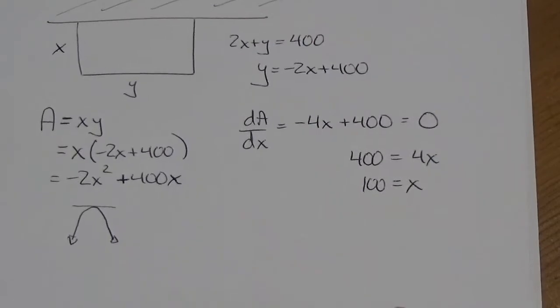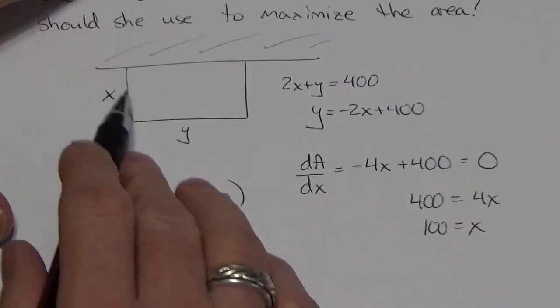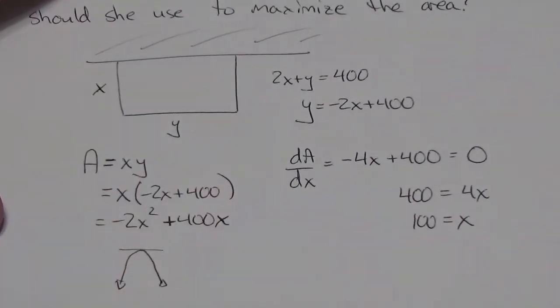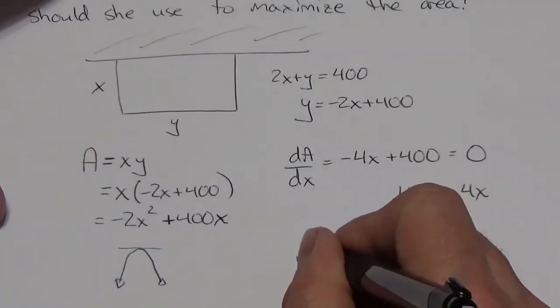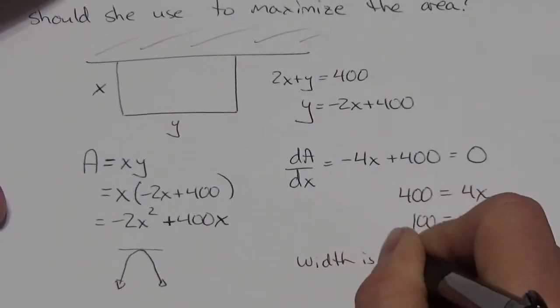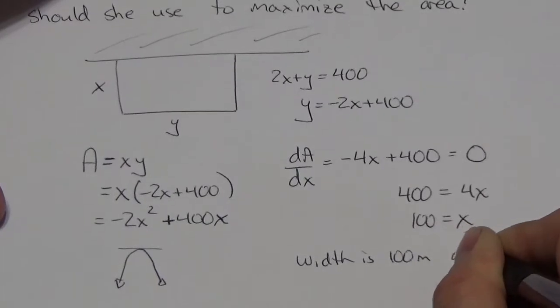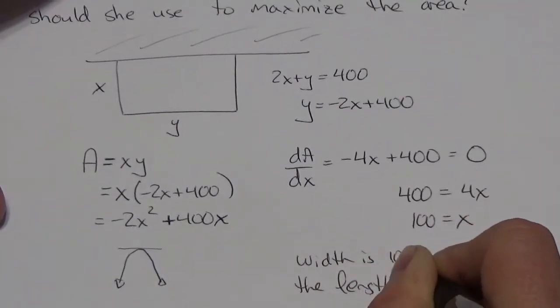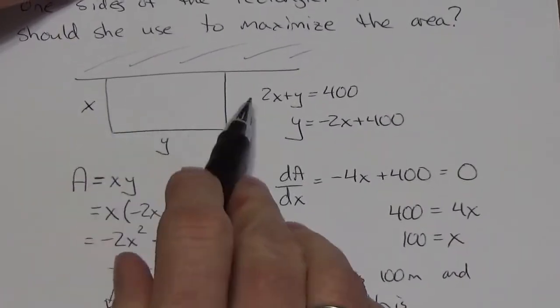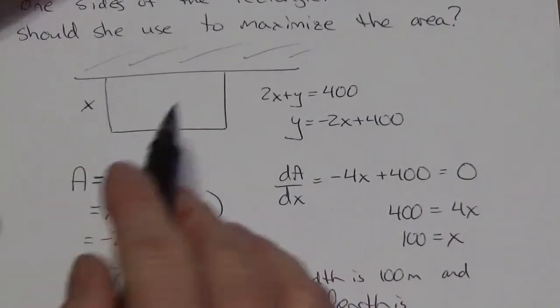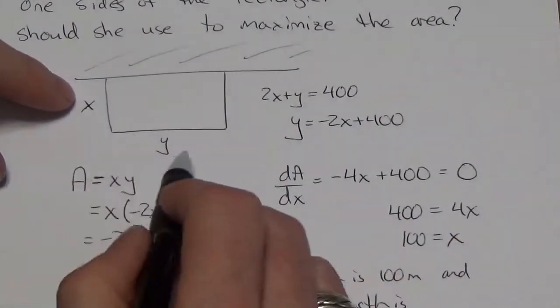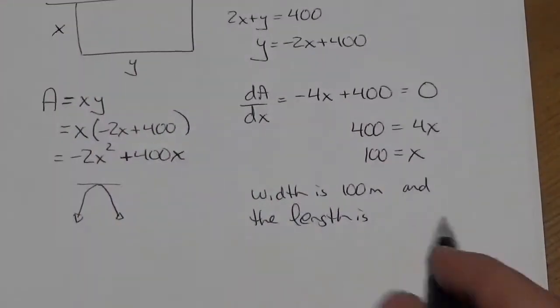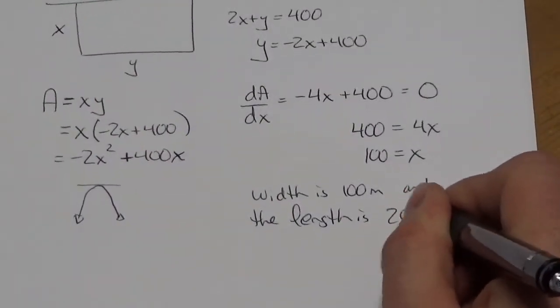Okay, so this is telling me that the width here should be 100. So the width is 100 meters, and the length is, well, if this is 100 and this is 100, that would mean my length would have to be 200, because remember, there's 400 meters of fencing total. So my length is 200 meters.